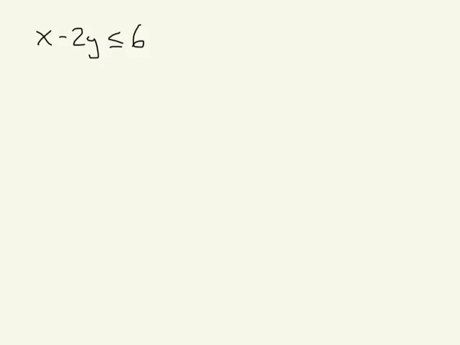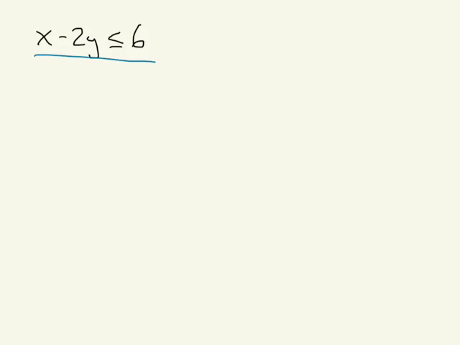Okay, so today our extra ticket was to graph the inequality x minus 2y is less than or equal to 6, which we see right here. So the first thing we need to do is change this to slope-intercept form. And the way we do that is we solve for y.